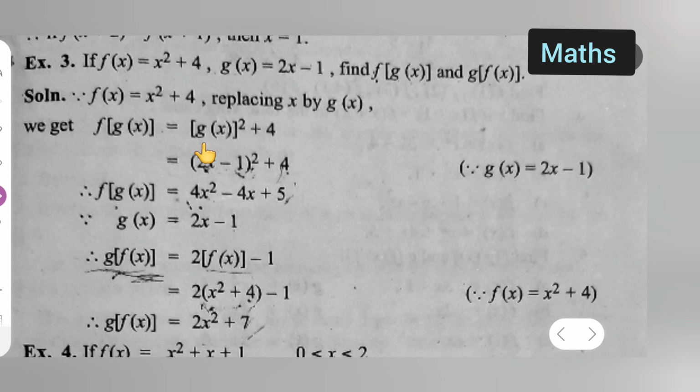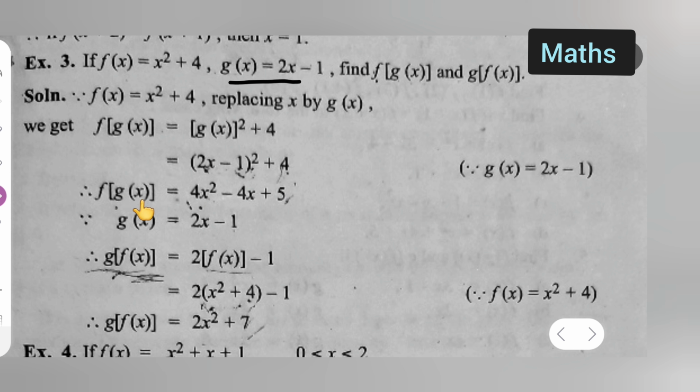Now what is the value of g of x that is given to you all? g of x is nothing but 2x minus 1. So plug the value here: 2x minus 1 whole square plus 4. Write it as it is. Only the g of x value is replaced here. The value of g of x is given right over here in the question.